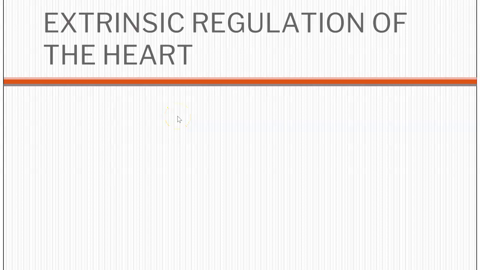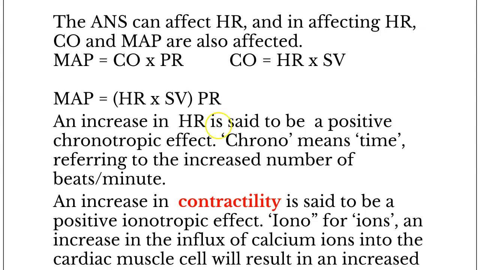This next recording is going to look at the extrinsic regulation of the heart, which looks at how the autonomic nervous system and hormones affect heart rate, stroke volume, cardiac output, and MAP. So the autonomic nervous system can affect the heart rate, and in affecting the heart rate, it's going to also affect cardiac output and mean arterial pressure.